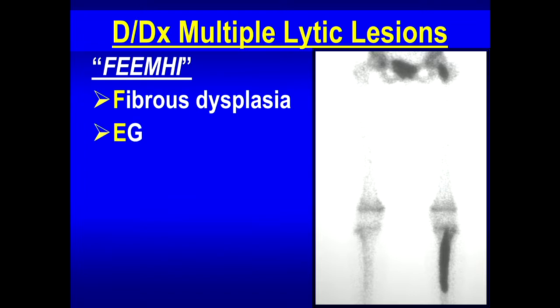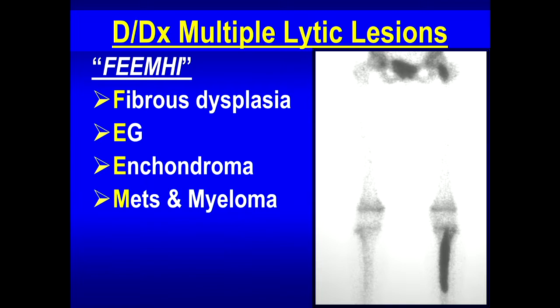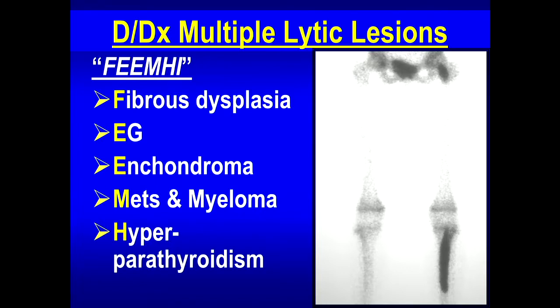Some people have a crazy mnemonic, FEMI, as their differential diagnosis of multiple lytic lesions in the skeleton. And that's their way of remembering F for fibrous dysplasia, E for eosinophilic granuloma or Langerhans cell histiocytosis, E for multiple enchondromas, M for multiple metastases or myeloma, H for hyperparathyroidism that may cause multiple brown tumors, and then very importantly, infection. It turns out that infection sometimes can be mistaken for a tumor and vice versa.